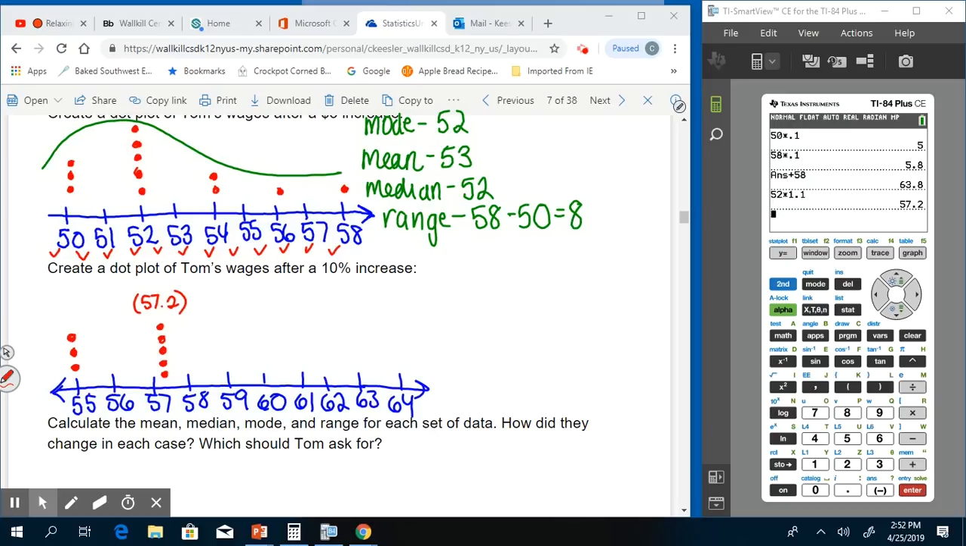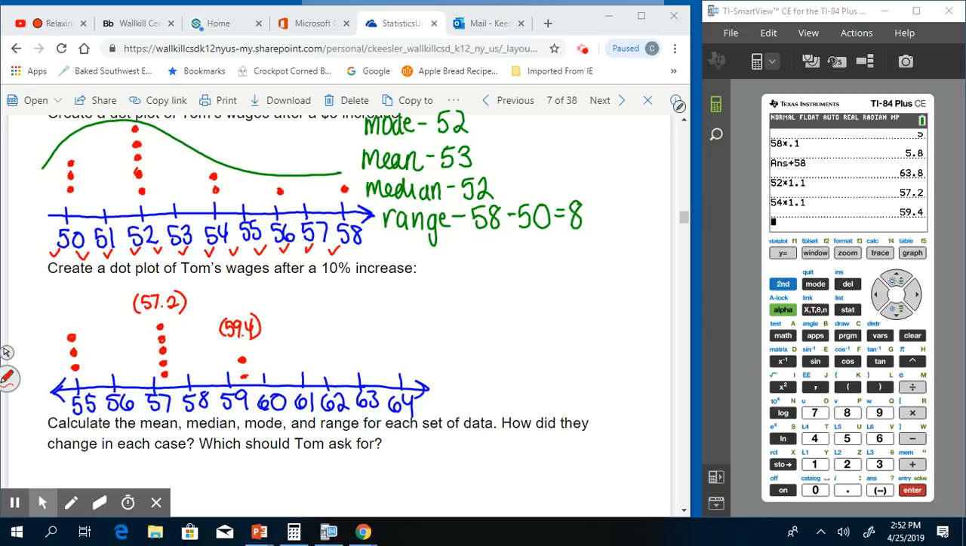Then for 54, it's going to be 59.4, and there's 2 of those. And I'm going to make a note that, again, that's 59.4. Then for 56, that's 61.6. So about here. And for 58, we found that before, but I'm doing it again. It's 63.8, so a little bit before the 64. And again, there's one there.